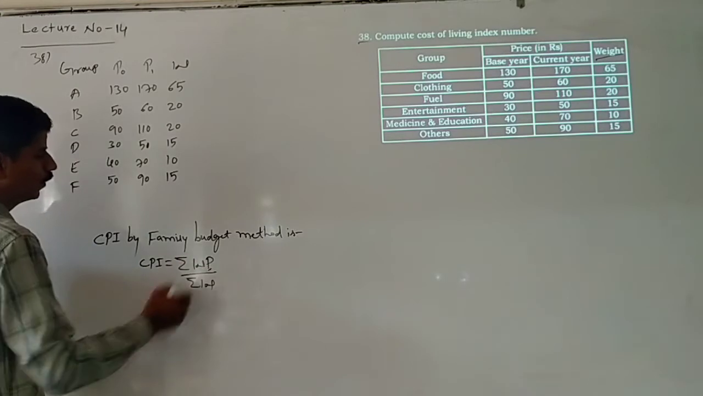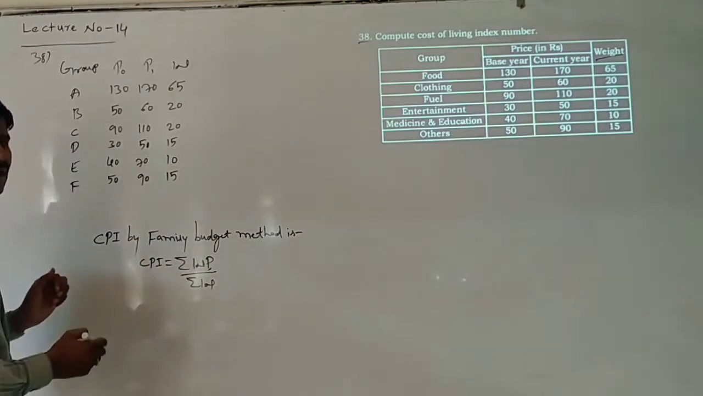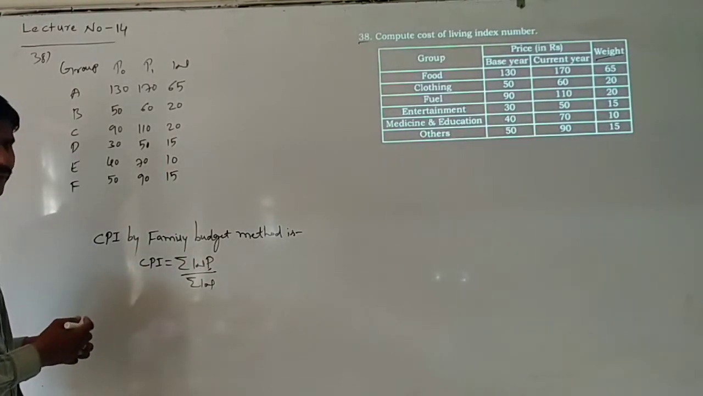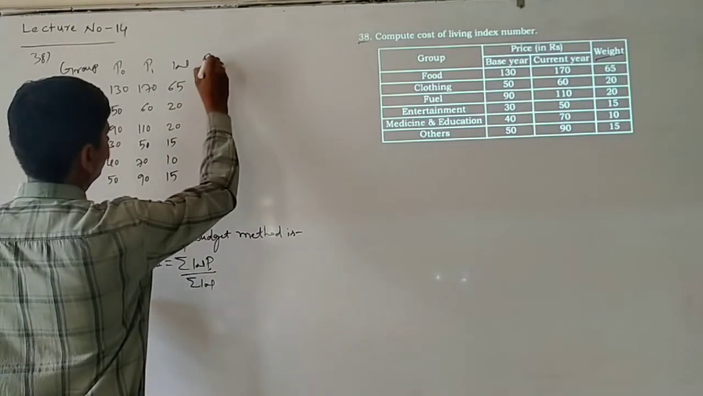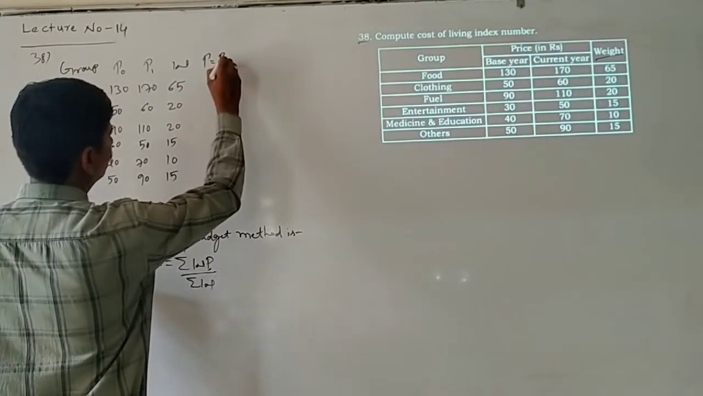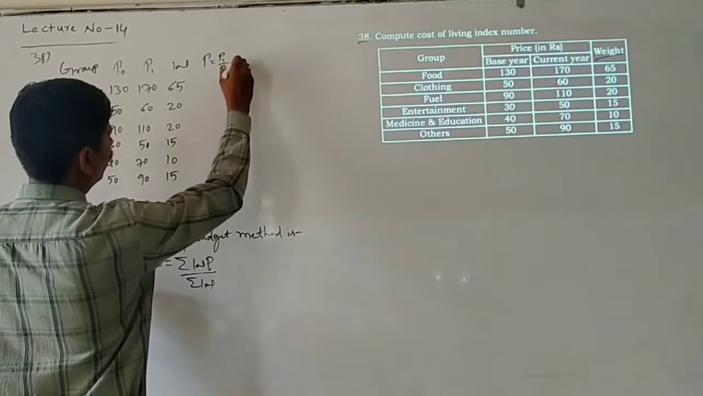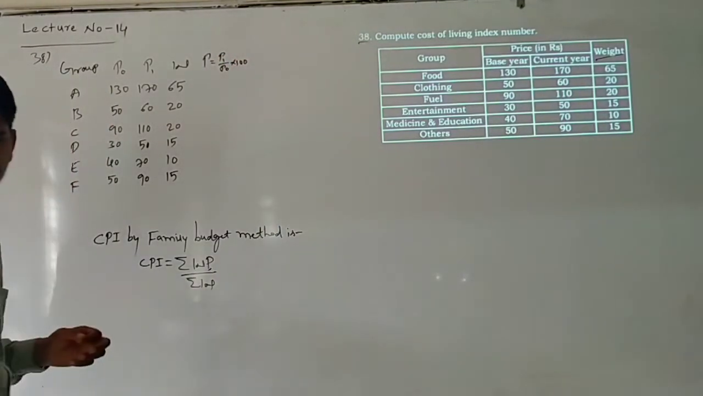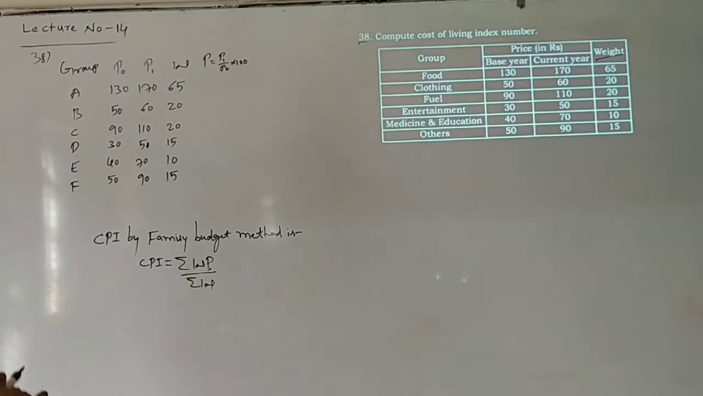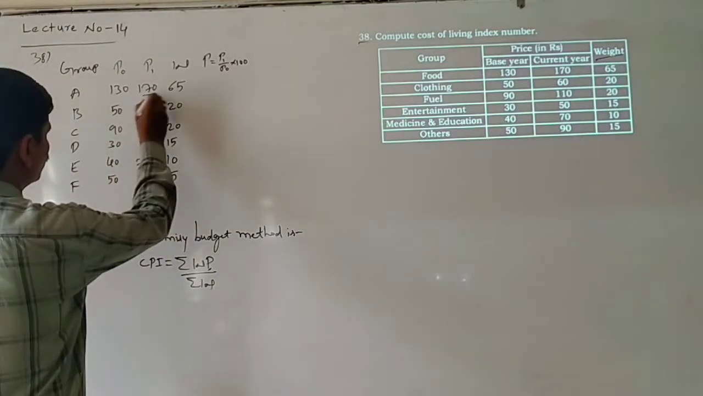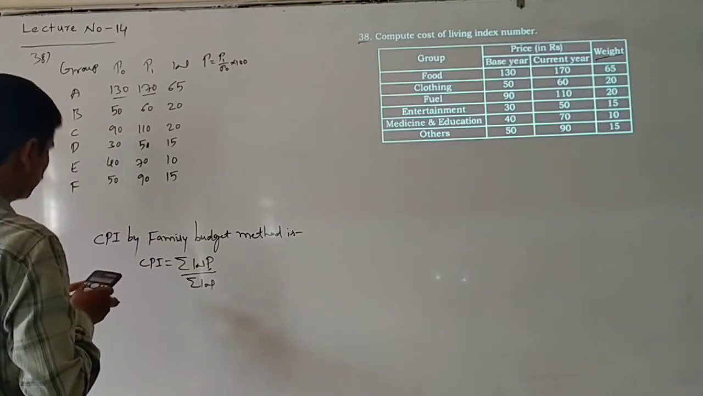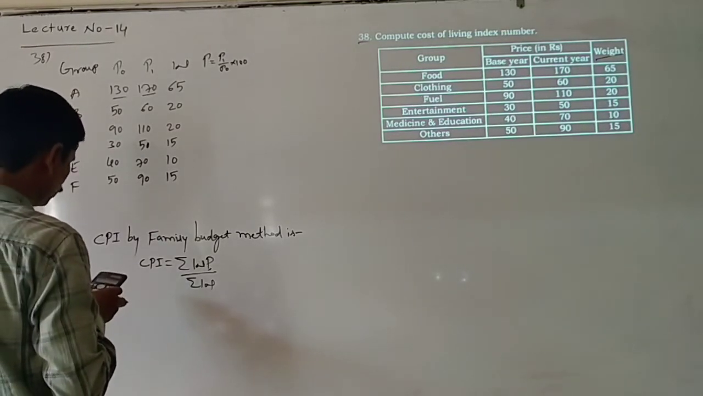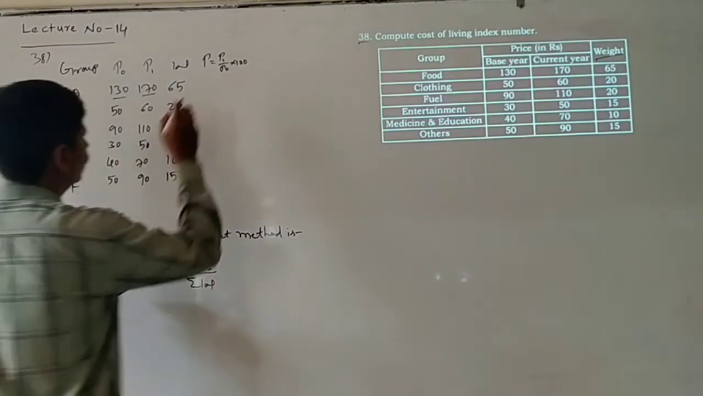First, what is the P? Here P is the price relative and W is the weight. First, we have to find the P value. P equal to P1 by P naught into 100. Here P1 value is 170 and P naught is 130, into 100. 170 divided by 130 into 100 is 130.76.